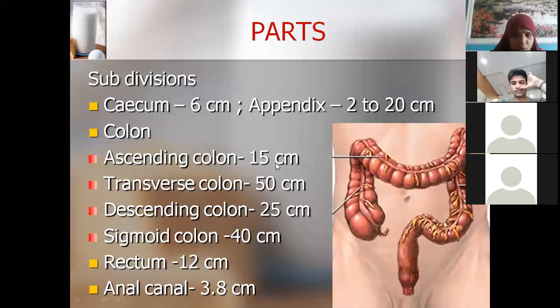Now this is ascending colon. What is the length? 15 centimeters. Transverse colon, such big it will be, 50 centimeters. Okay. Descending colon will be 25 centimeters. Sigmoid colon measures 40 centimeters. Rectum is something which is straight, that is 12 centimeters, and anal canal is 3.8 centimeters. Okay.